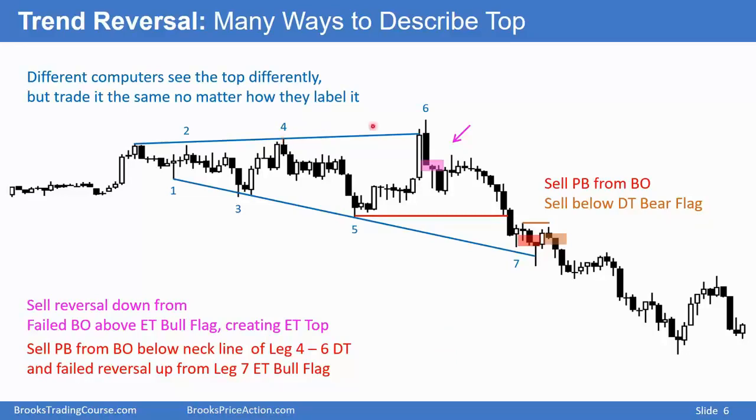Some computers will say double top here and here, neckline of the double top, and we broke strongly below the neckline. And they'll start looking to sell. Here, a small double top bear flag. Push up, and then a bear bar.